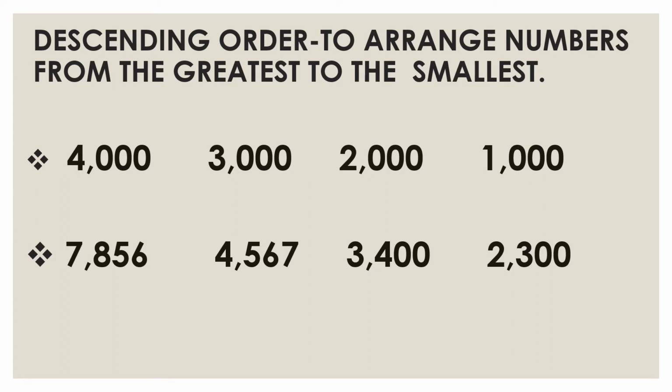Over here, the greatest number is 7856. So we have put it first, or we have arranged it in a way that it comes first over here, and then second is 4567, then it is 3400, and finally we have the smallest number, which is 2300. So students, I just want you to look at these numbers. As you can see, we have arranged these numbers from the greatest, from the biggest number to the smallest number.